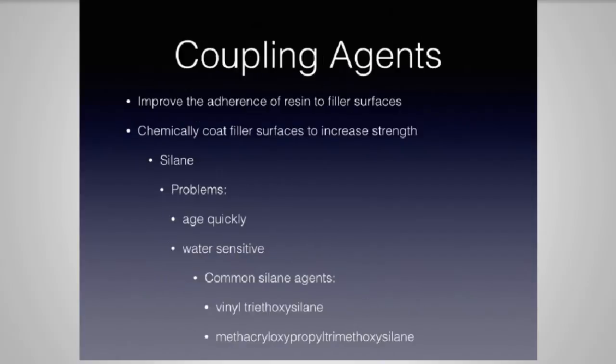And then you have the coupling agents that are present. They improve the adherence of the resin to the filler material surfaces that we add into the resin. These are chemically coated filler surfaces to increase the strength, and these are silanes particularly. However, with our silanes there are problems that can occur. They age pretty quickly and they are very water sensitive. Some of the common silane agents are the vinyl triethoxy silanes and the methacryloxypropyl trimethoxysilanes.